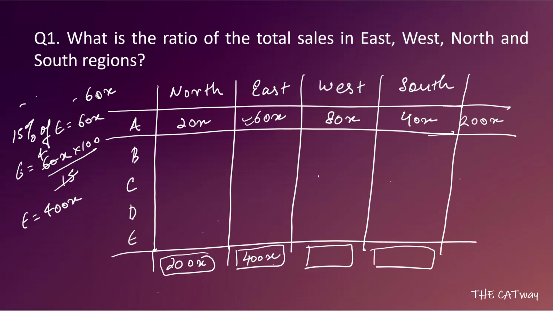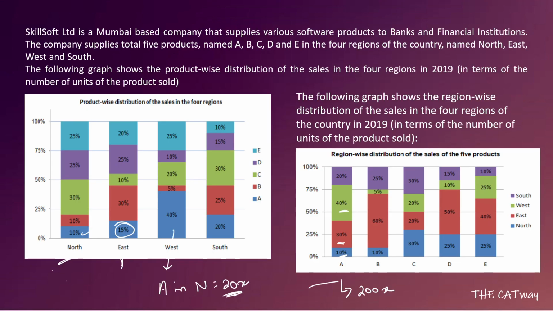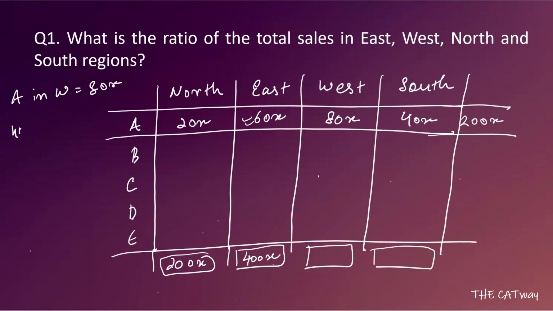Now let's talk about West region. So what do we have in West region? A is actually selling 80x in West. Out of the total sale of West, how much is A selling? 40%. So 40% of West is equal to 80x. So West will come out to be 200x.